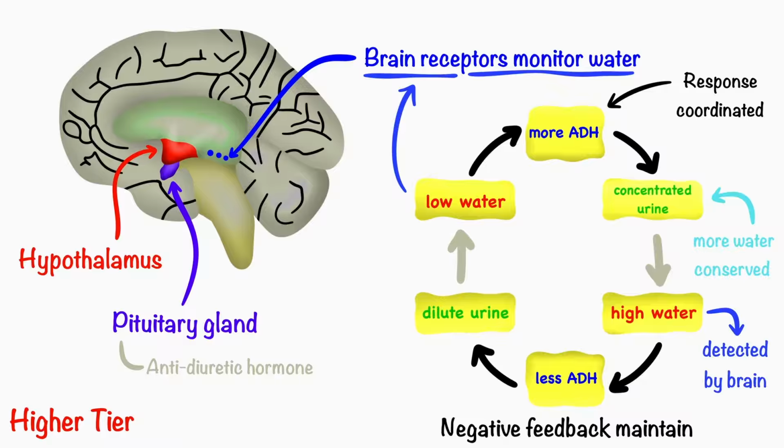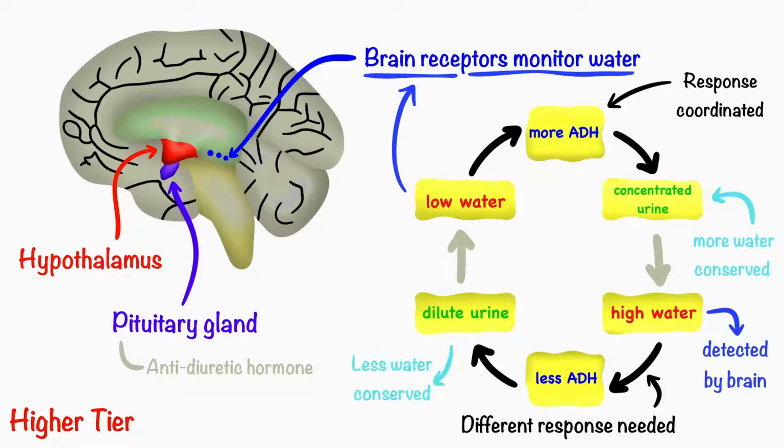Conversely, when water content in the blood is too high, the brain receptors detect this change. The coordination center receives this information and coordinates a different response. The pituitary gland releases less ADH, so less water is reabsorbed from the kidney tubules. This results in a larger volume of more dilute urine, removing the excess water from the body.